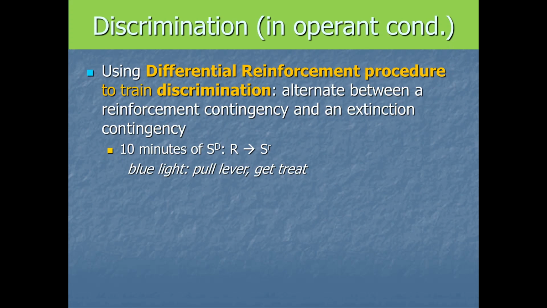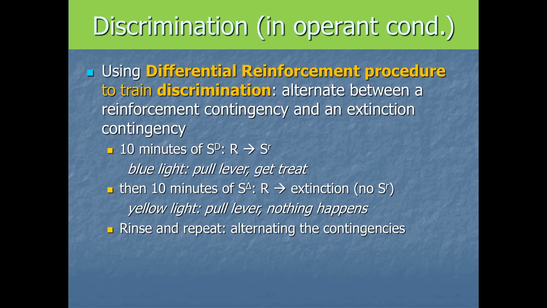Like for a rat in a Skinner box, you'd turn on a blue light, and during that time, pulling a lever gets a treat. Blue light on, pull the lever, you get a treat. Then, though, you'll spend a while in an extinction condition using a different stimulus. So you might do 10 minutes where an S delta stimulus is present, during which time the behavior doesn't pay off. It doesn't get reinforced. Like instead of a blue light, now maybe you're turning on a yellow light. And during that time, pulling the lever doesn't work. Or perhaps even pulling the lever leads to getting shocked or something like that.